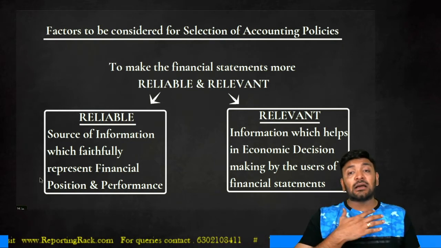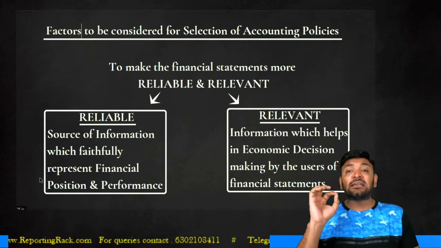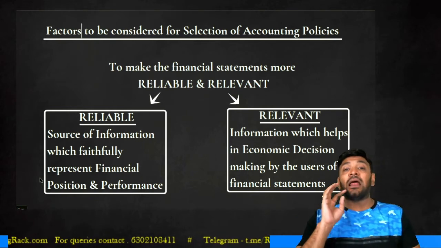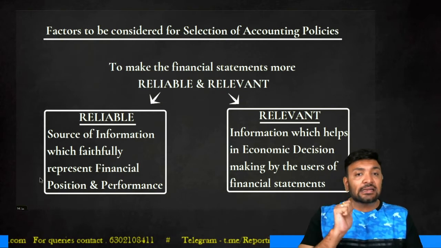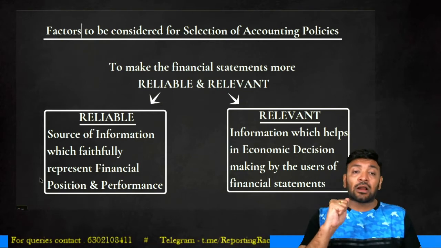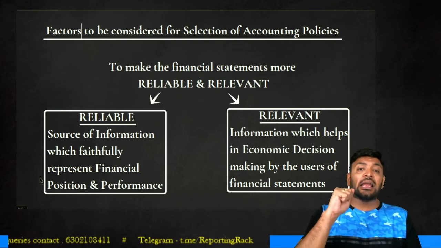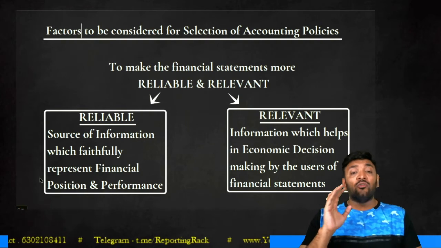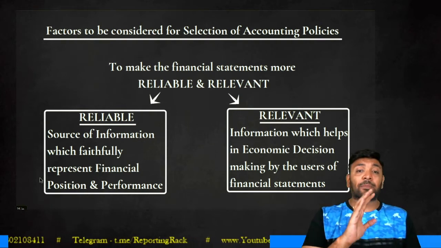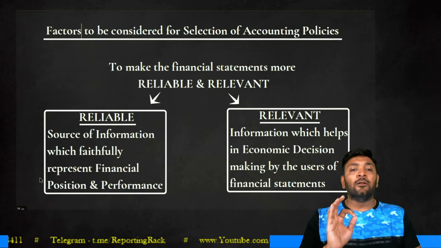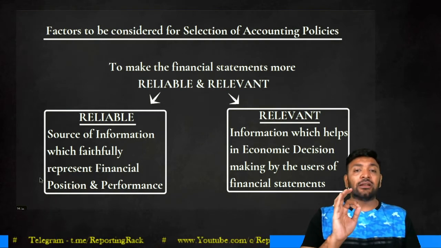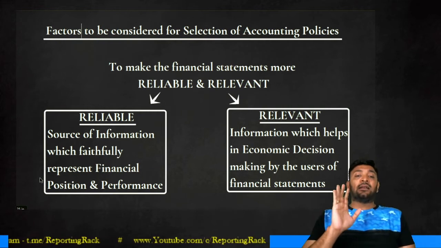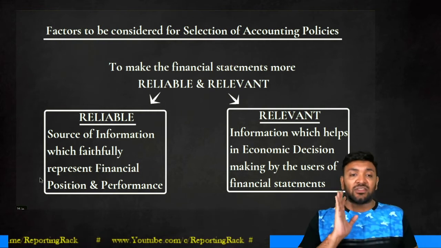But the factors which the management should consider while selecting the accounting policy is to make the financial statements more reliable and relevant. So whenever I select an accounting policy, such selection should have the underlying objective of making my financial statements reliable and relevant. When do you say financial statements are presenting information which is reliable? If the source of information which is utilized in presentation of financial statements faithfully represents the financial performance and the position of the enterprise.